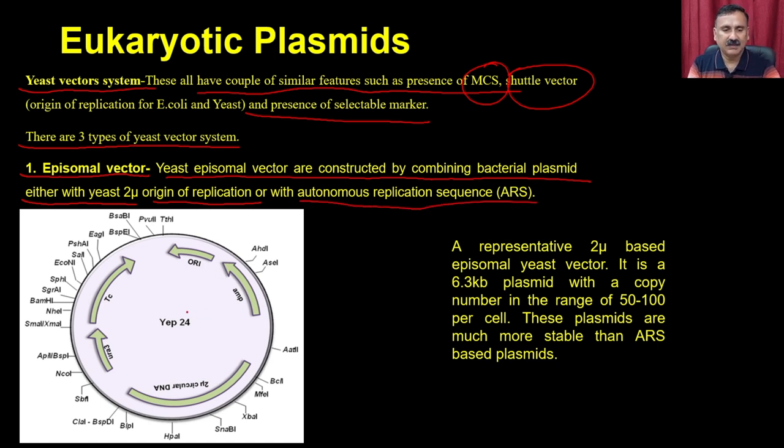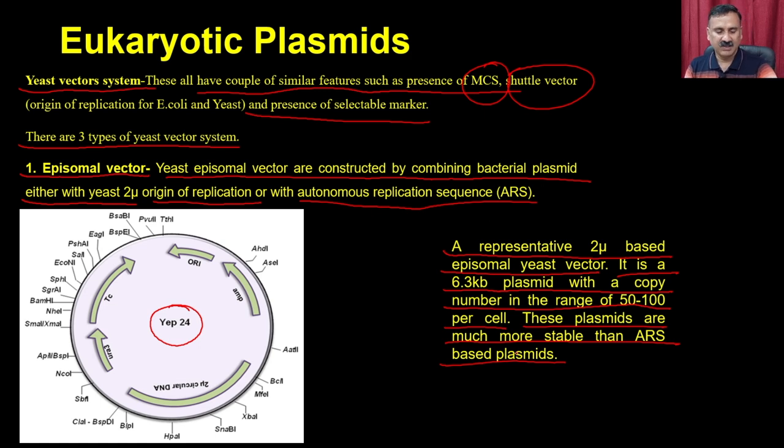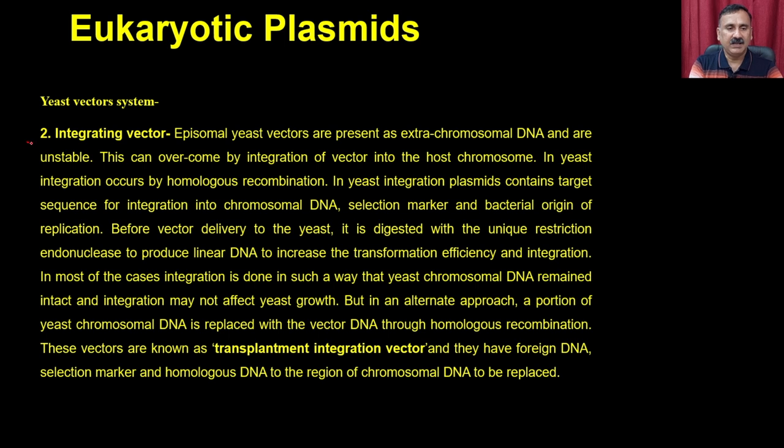One such example is YEp24, yeast episomal plasmid or vector 24, where they have taken the bacterial plasmid as well as the origin of replication from the yeast. A representative 2 micron based episomal vector is a 6.3 kb plasmid with a copy number in the range of 50 to 200 per cell, and these plasmids are much more stable than the autonomously replicating sequence based plasmids. Then you can also have the integrating vectors. Episomal vectors are present as extra chromosomal DNA and are unstable.